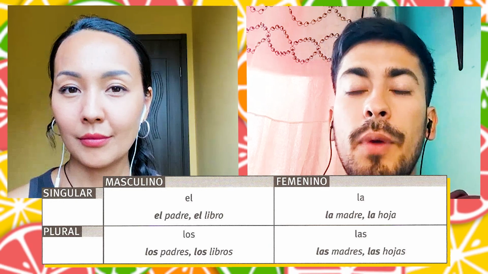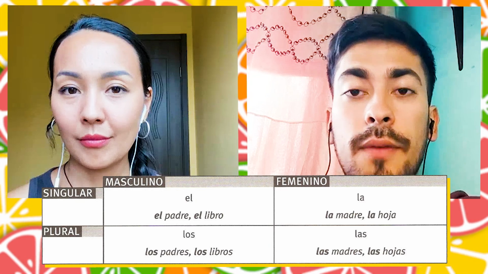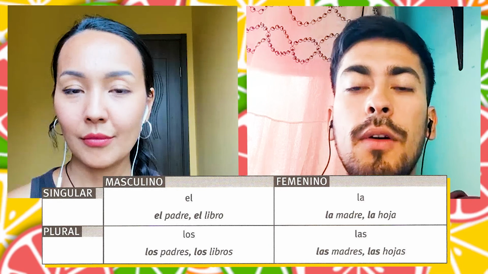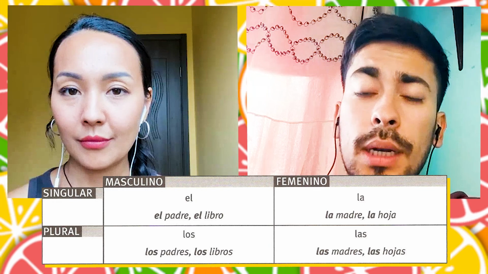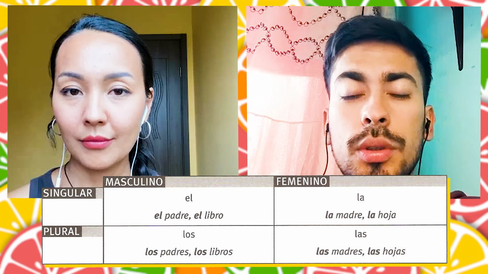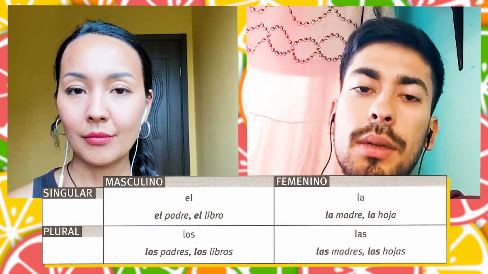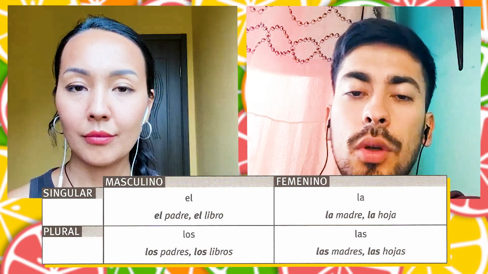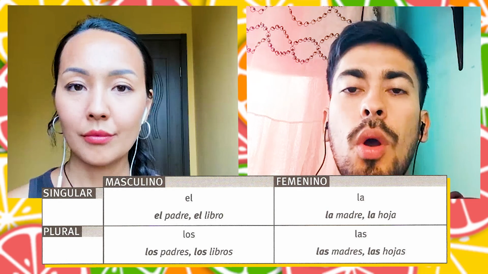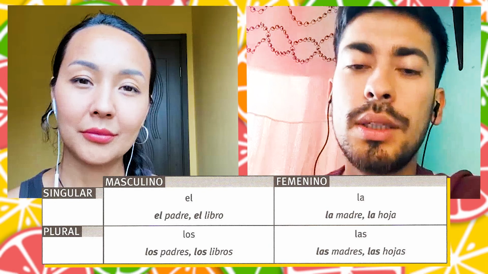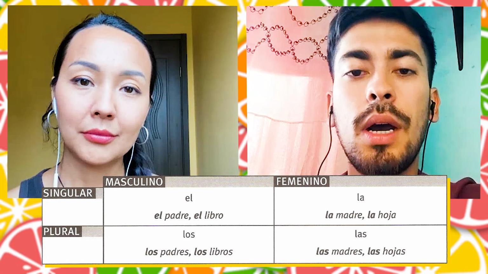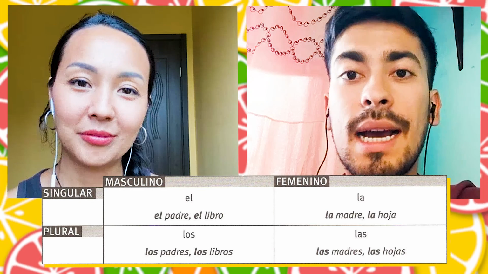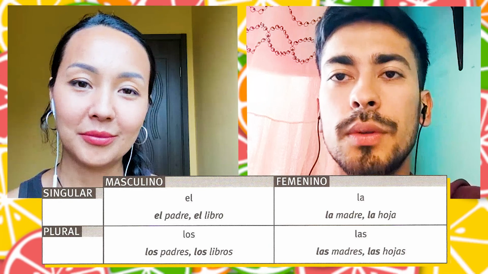Determinate we have four. For masculine, we have el in singular way. For feminine, we have la. For plural, in masculine, we have los, and feminine plural, we have las. So there are four: el, la, los, las. So we are using our articles dependent of our nouns. El carro, the car, la casa, the house.